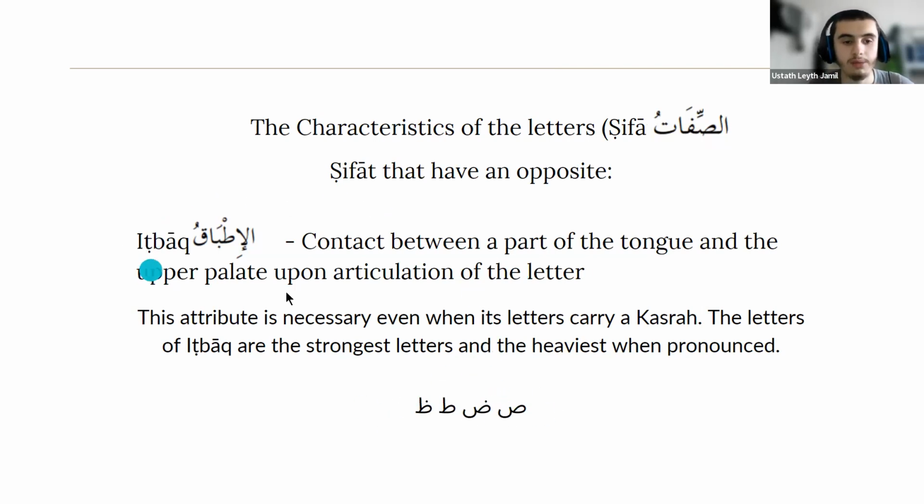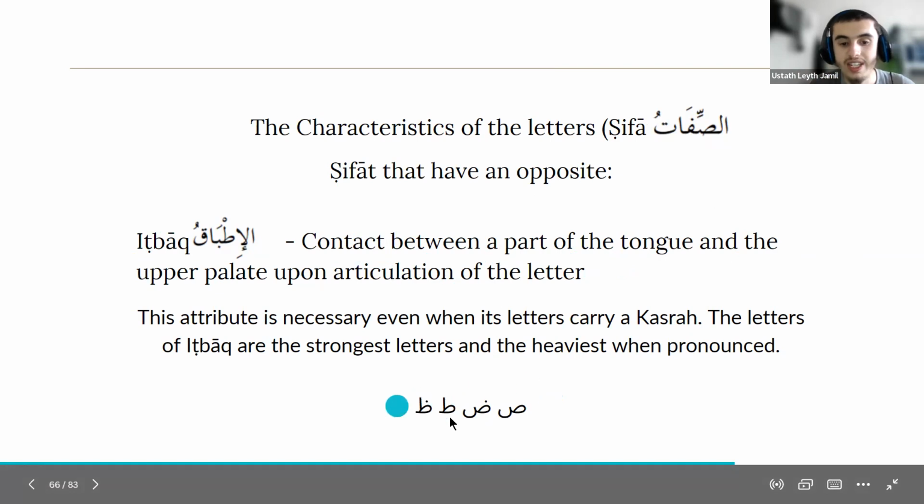The first one here, the explanation where I'm circling my cursor, this is Makharij. We've already said that last week, where the letters should come out from. But what you need to know is these 4 are the heaviest letters: Sad, Dad, Ta, and Dha.